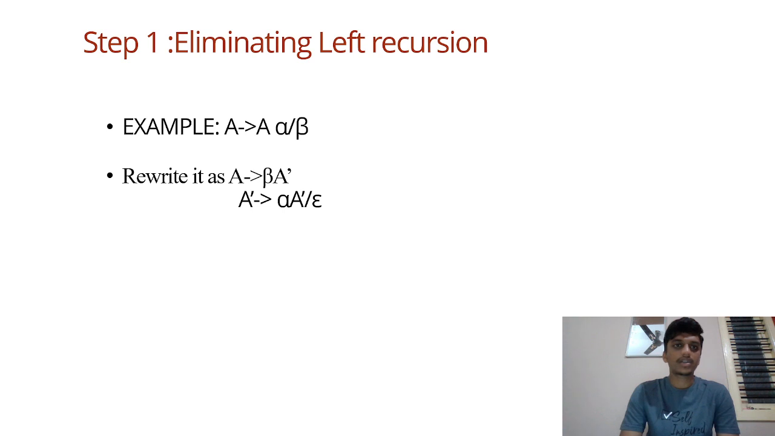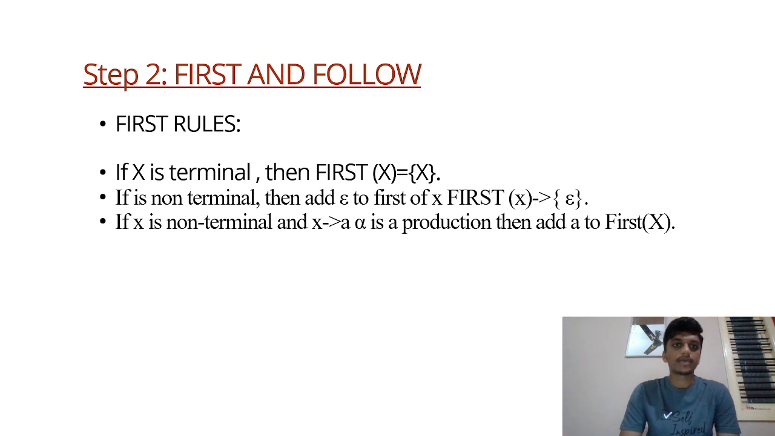As we have seen, step 1 is elimination of left recursion. An example is A tends to A alpha and beta. We can rewrite it as A tends to beta A dash, and A dash tends to alpha A dash and epsilon. Step 2. First and follow.